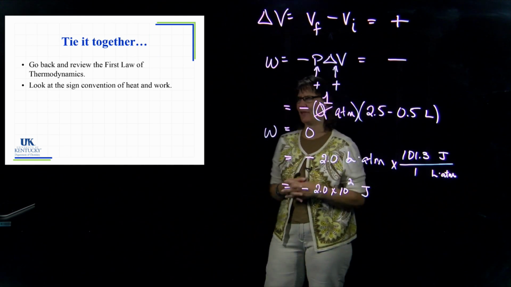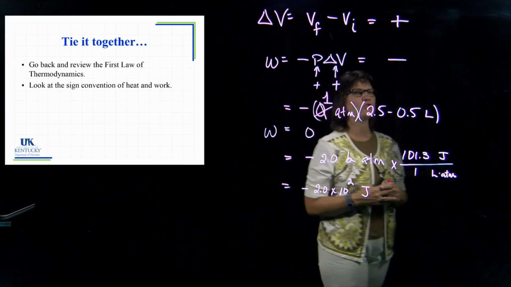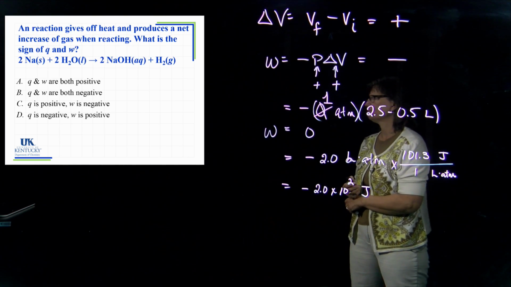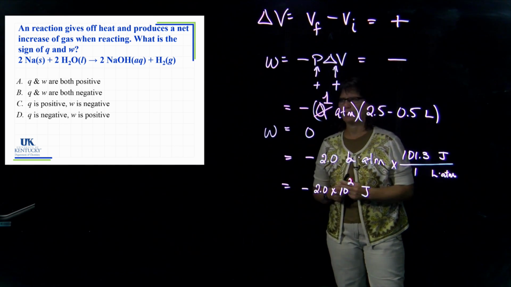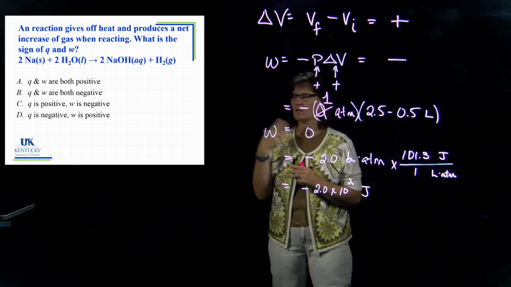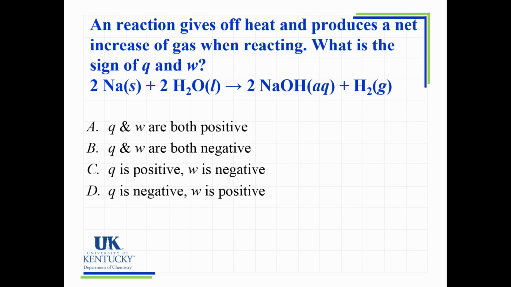Okay, so let's do some tie together here. We're going to look back and review that first law of thermodynamics, and we're going to apply stuff that we have learned at this point into this equation. All right, here we have a reaction. We're going to apply this statement to what we know. In this reaction, we're starting with some sodium metal, and we are reacting it with some water. So we're dropping a piece of sodium metal into water, and this reaction takes place. The sodium hydroxide is soluble in the water, and we're producing some gas.